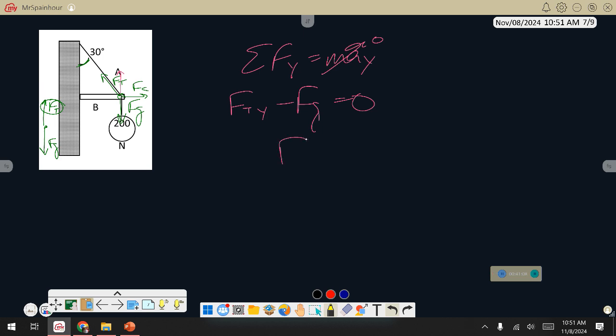This math is super simple. It just tells us FTY is equal to force gravity, and therefore they're both equal to 200, which makes sense. Gravity's pulling down at 200. If it's not going anywhere, something better be pulling up at 200. Yes? Except, is that FTY what we're looking for? Is that the tension? No.